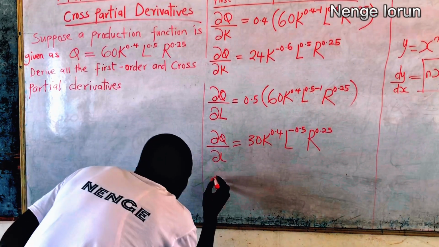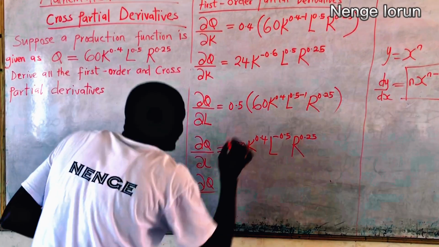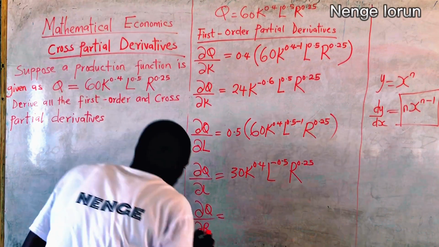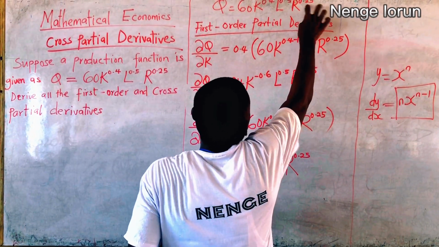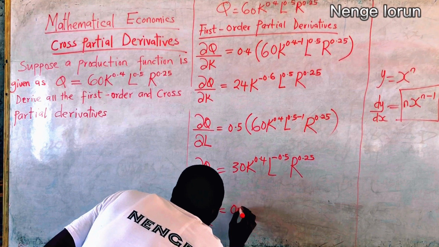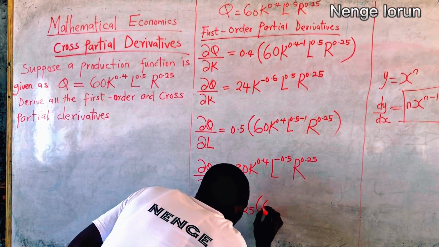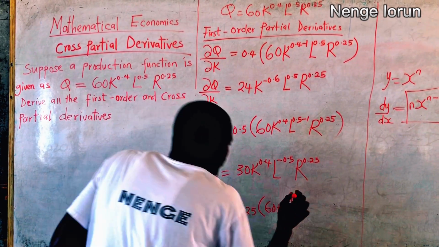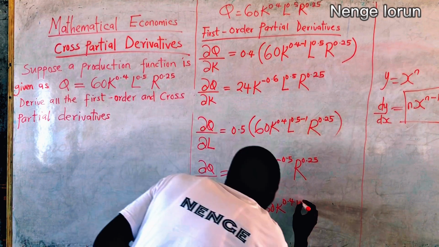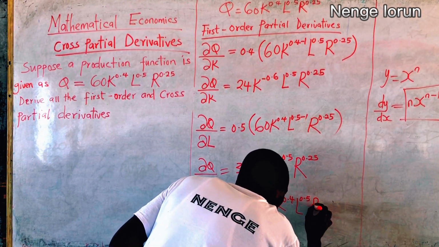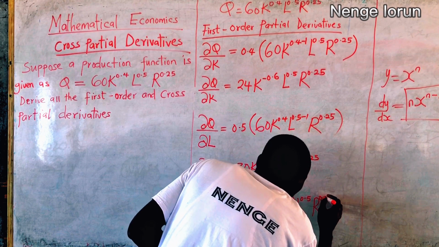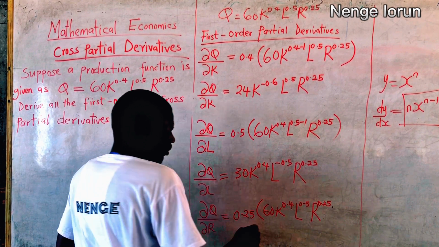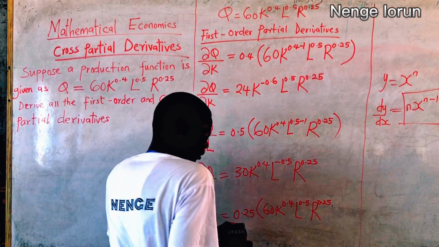So now, the partial derivative of Q with respect to R is equal to the power of R, which is 0.25, times 60K raised to the power of 0.4, L raised to the power of 0.5, R raised to the power of 0.25. Then since we are differentiating with respect to R, we are going to subtract the power of R by 1.